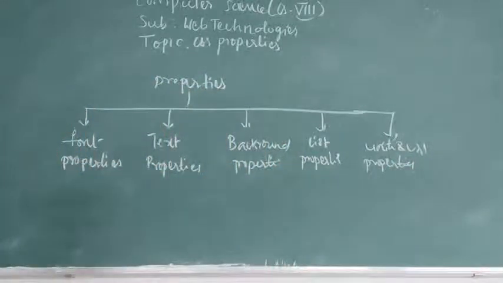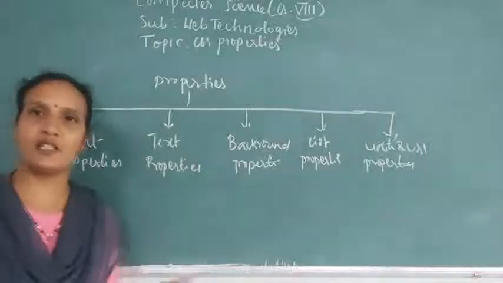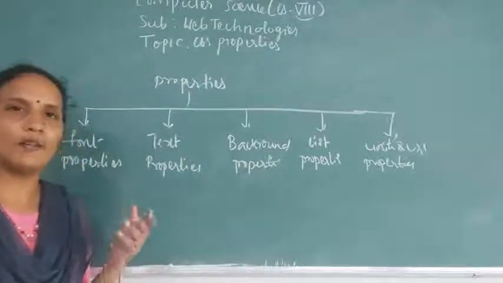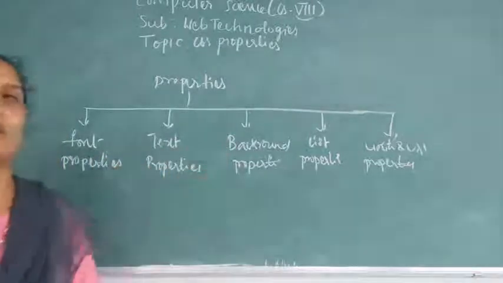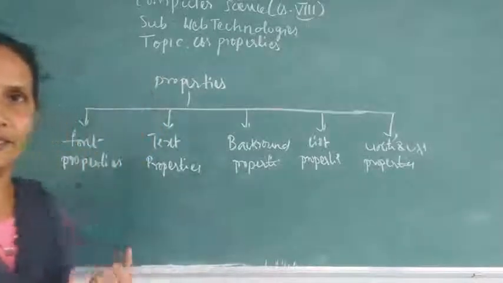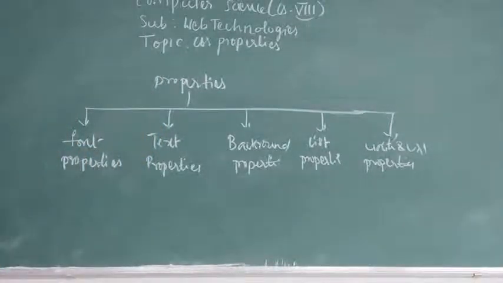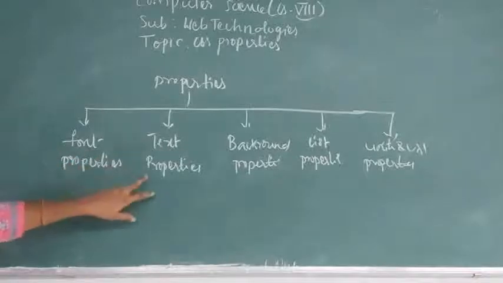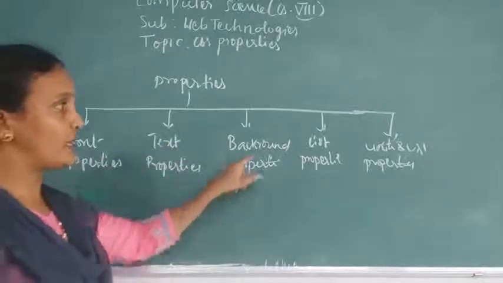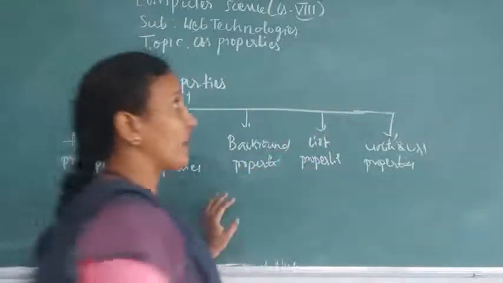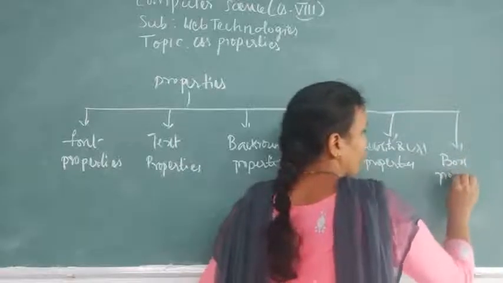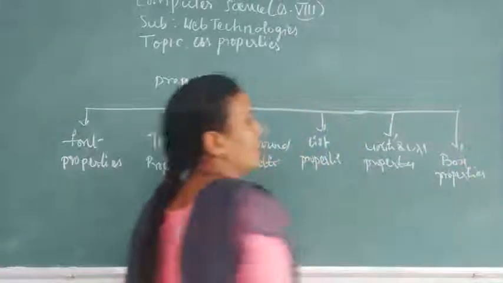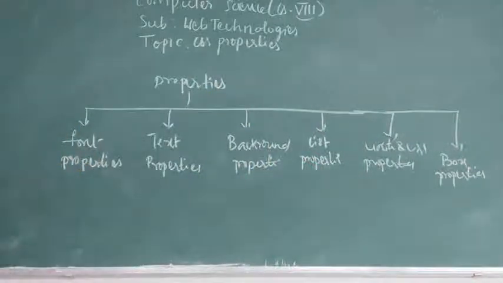Okay. You take a screenshot of this. Here each and every property itself is an essay question. If you get this question in an essay, explaining only properties, you should just give a one-line definition of each and every property. It is enough. Okay, take a screenshot of this. Font properties, text properties, background properties, list properties, units and URL, and one more is the box properties. Okay, take a screenshot. I will explain each and every property now.